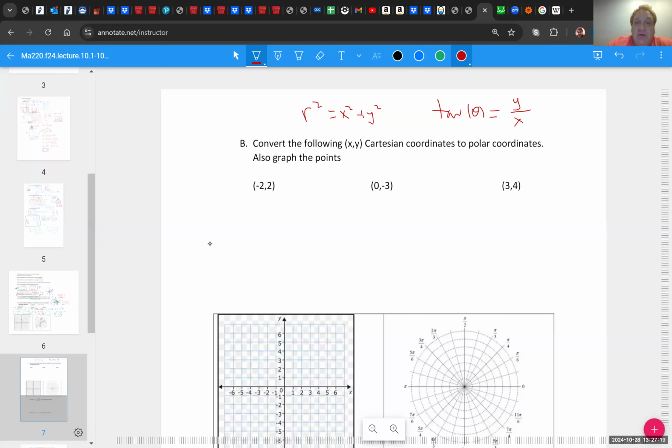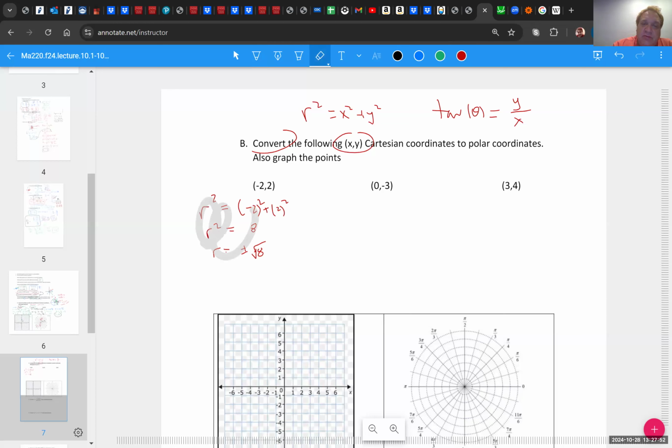Okay, so we are given some xy values, and we want to find the r theta values. So for the first one, to find r, we're going to write r squared is equal to x squared plus y squared, which means r squared is equal to 4 plus 4, which is 8. And so r is equal to plus or minus the square root of 8. We do have more than one option for r, and that's actually also going to be true for theta.